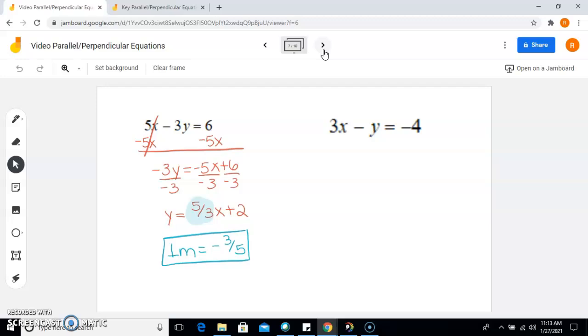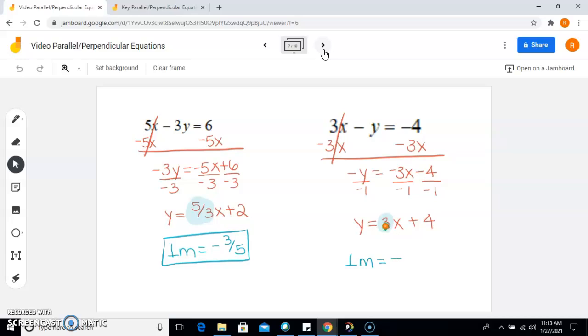Second one, we would be doing the same thing. We have to get y by itself first. Subtract 3x from both sides. And we have negative y equals negative 3x minus 4. And then we would have to divide everything by a negative 1. Y equals 3x plus 4. My original slope is positive 3. So my perpendicular slope, I'm changing the sign, making it negative. Remember, that is over a 1. So when I flip it over, it should be negative 1/3.